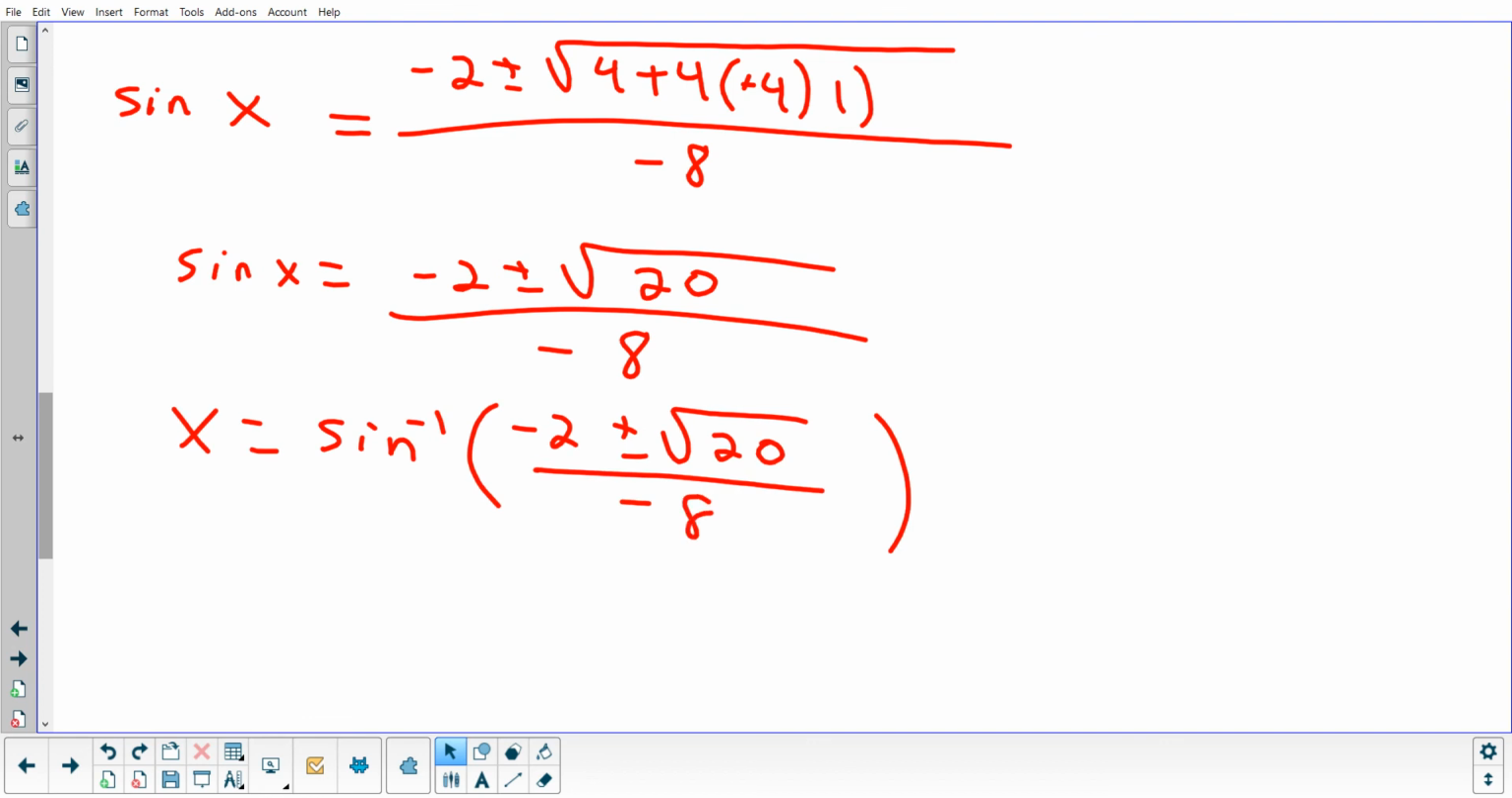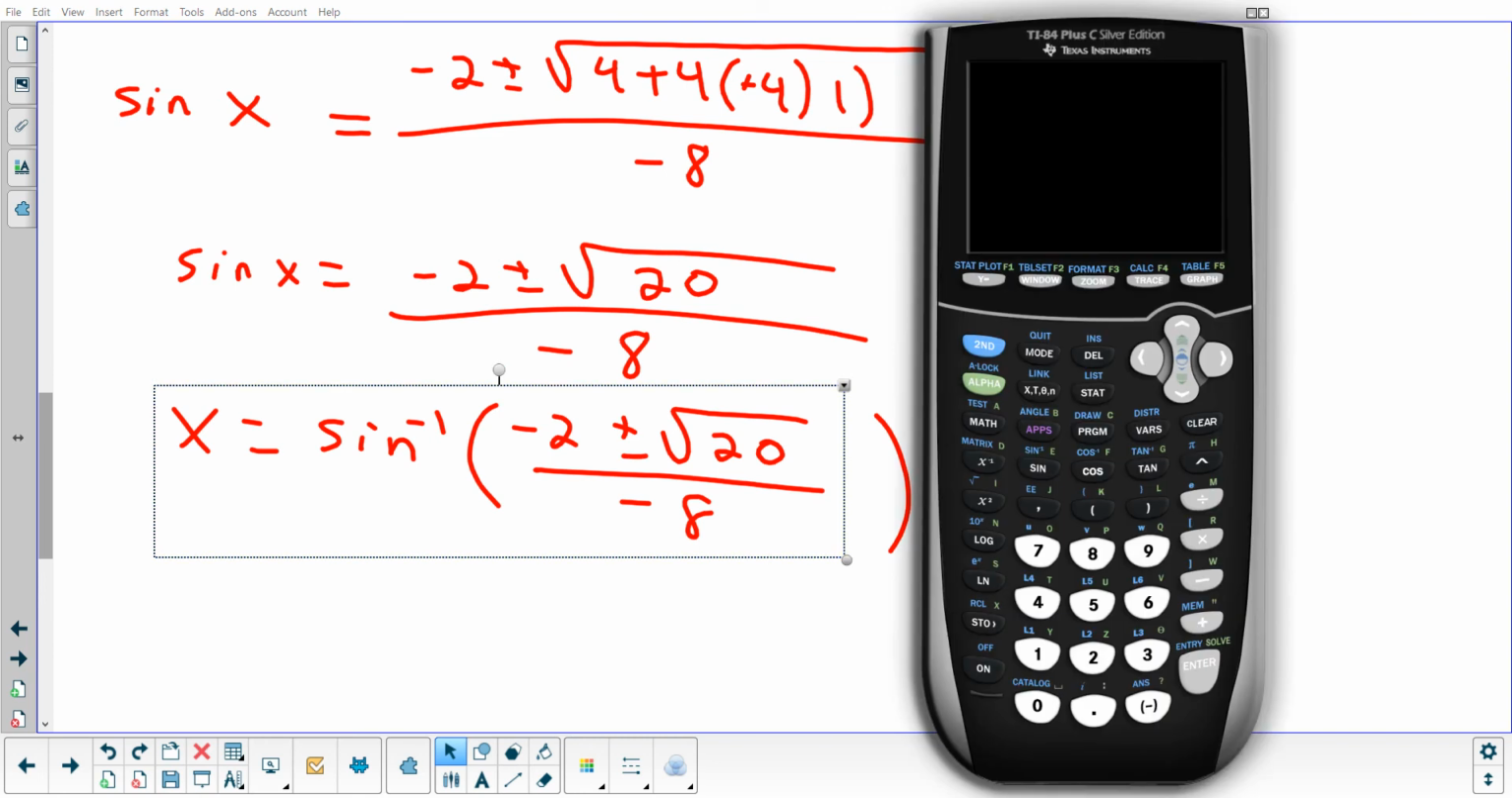Let's see what those come out to. Now remember, when you do inverse sine, it has a domain of -1 to 1. So if I get an error, it's probably because one of these values, either the plus or the minus, is outside -1 to 1. And if it is, then I just ignore it. But if it's not, I'm going to write it down.